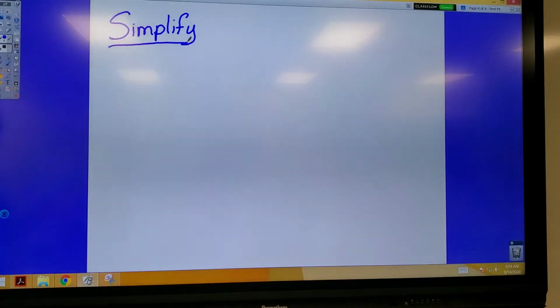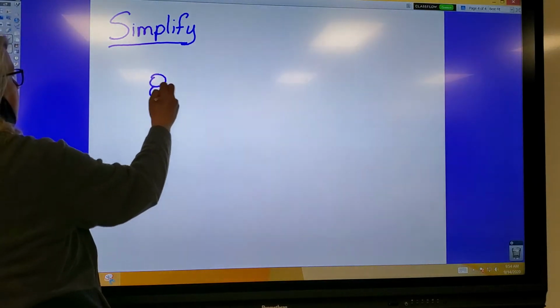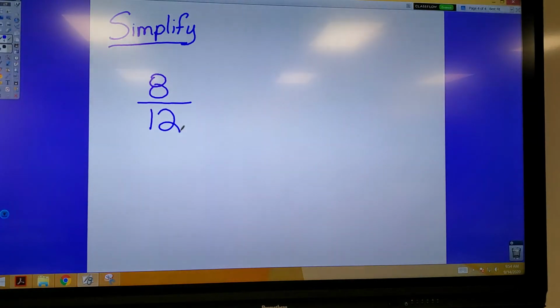Now you're in 7th grade, you've been working with fractions for multiple years. It should be known without being told that if you get a final answer and you can simplify it, you should simplify it. So you should always try to simplify the fraction. So let's say we had the fraction 8/12. And I'm telling you, you can simplify this.